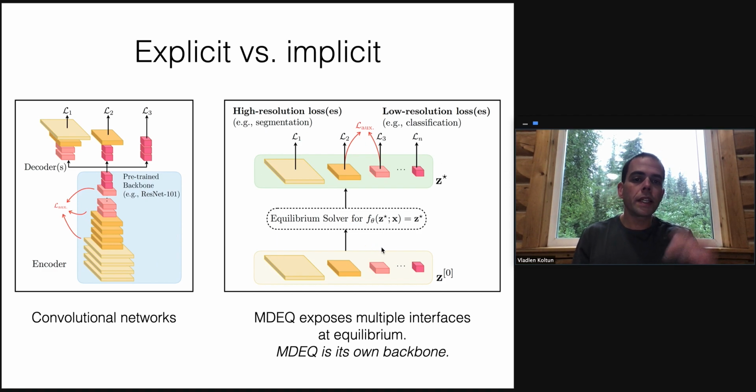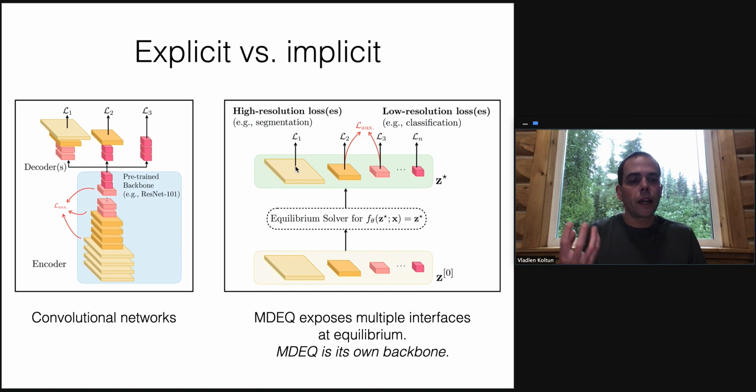On the right, you see the Mdeck that is applied to both image recognition, for example, on ImageNet, and semantic segmentation, for example, on Cityscapes. And the Mdeck is its own backbone. Exactly the same model is applied to image classification and semantic segmentation. The Mdeck is its own backbone because it conveniently exposes interfaces at different levels of resolution.